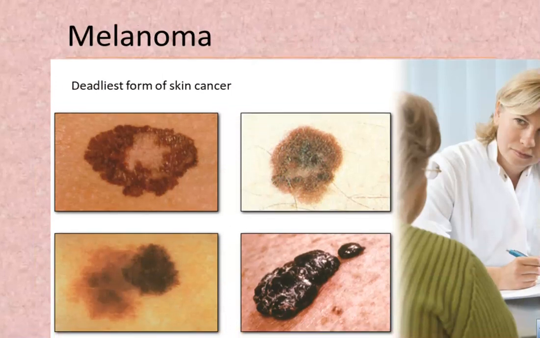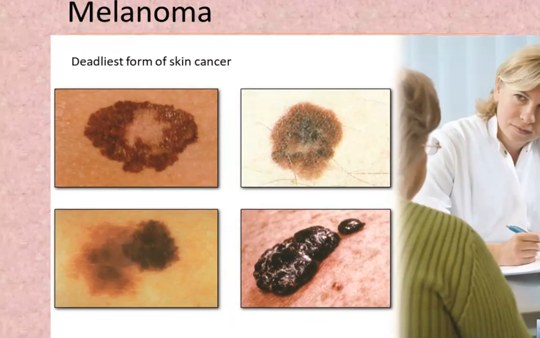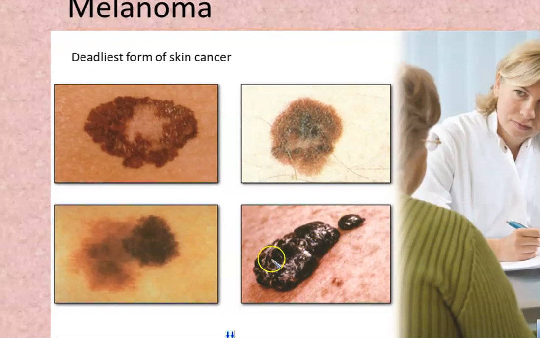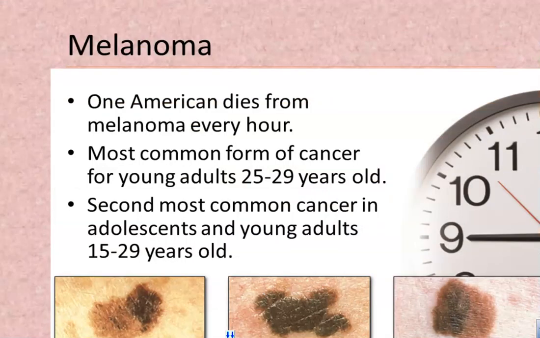So here's some pictures from the American Cancer Society. This one looks really aggressive here. So you can see they're just kind of odd looking. They're not uniform in shape at all. And a lot of times they're different colors.